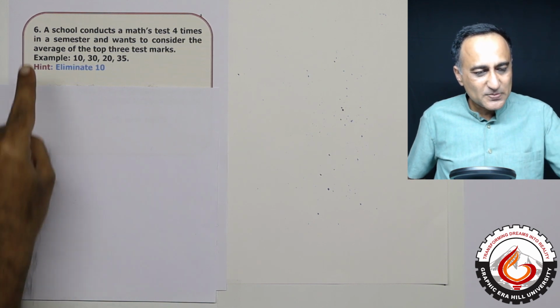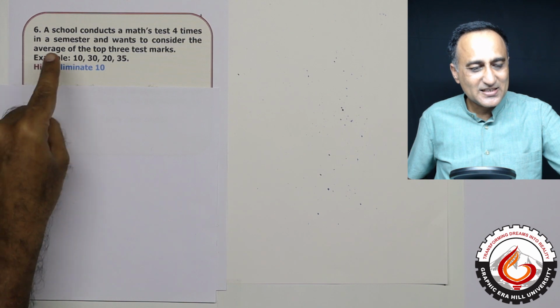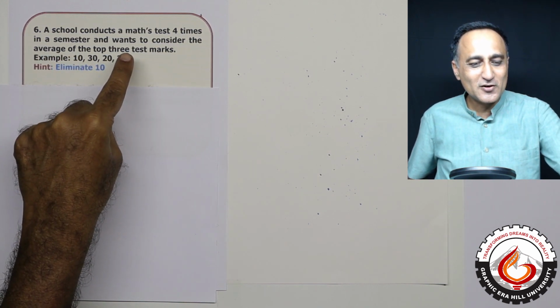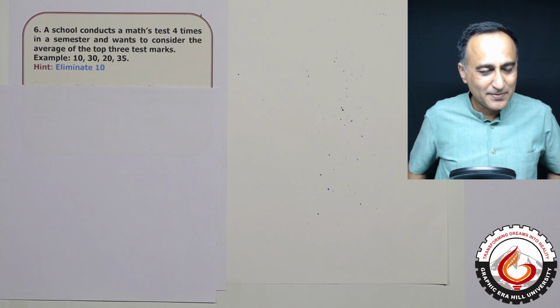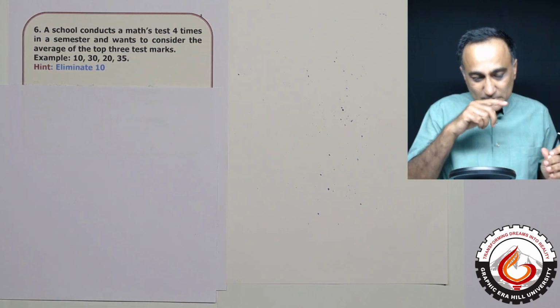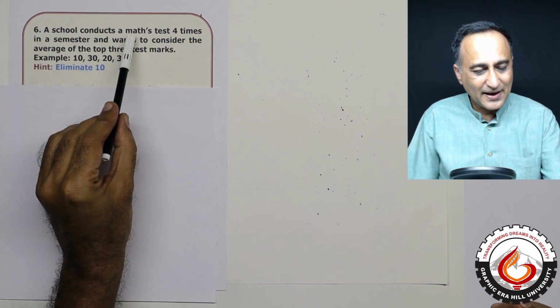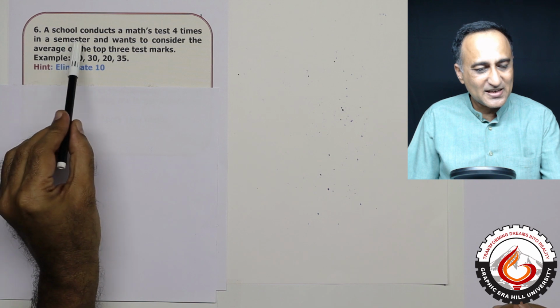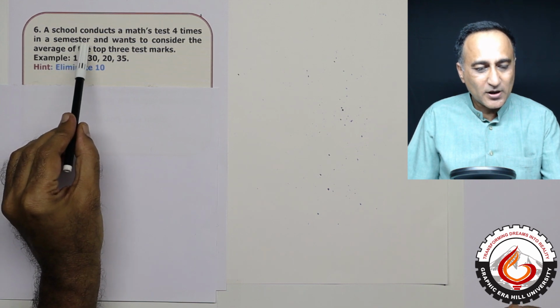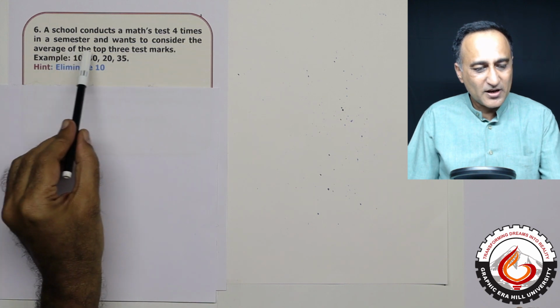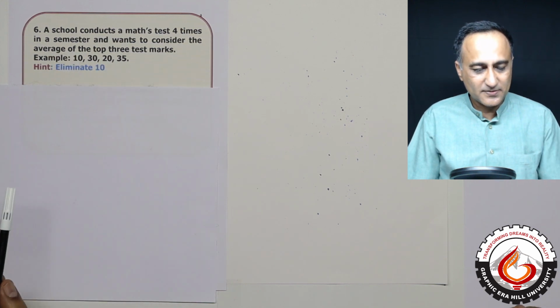So I will call this particular problem a silver medal problem. If you're able to do this, you can congratulate yourself on having won a silver medal. So try to understand what this particular problem is. It is telling: a school conducts a maths test 4 times in a semester, and to give the students the benefit, it wants to consider the average of the top 3 test marks.